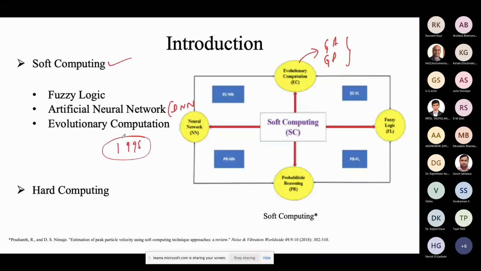Around 1995. Sorry, soft computing was around 1960, but hard computing was given around 1995, right? Hard computing. Because people are asking what is soft computing, then if there is soft computing, there must be hard computing as well, right? So hard computing was given by Zadeh himself around 1995, and in hard computing they talk about just the reverse process of soft computing.